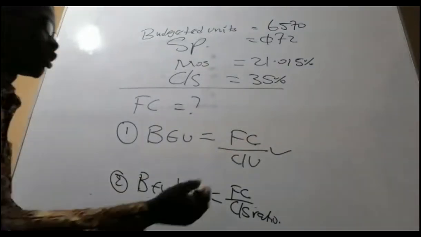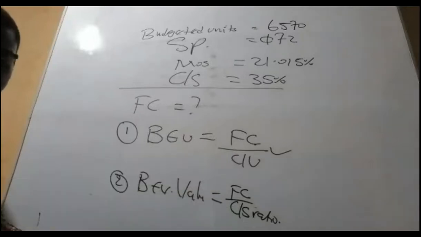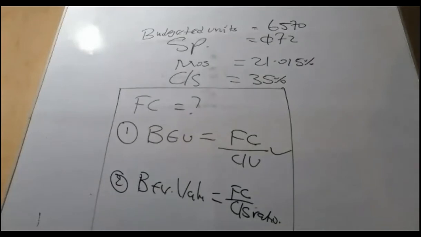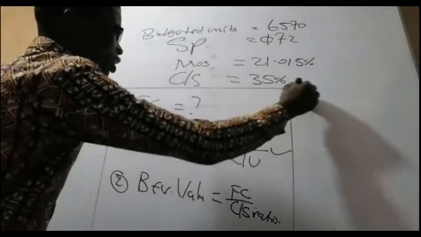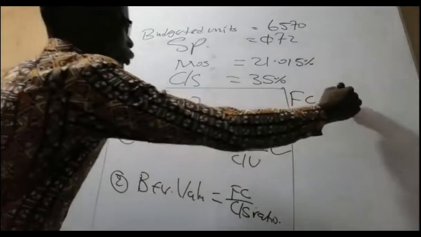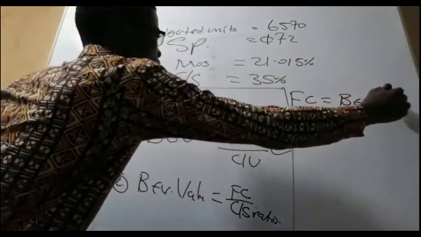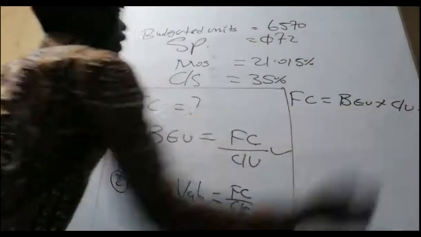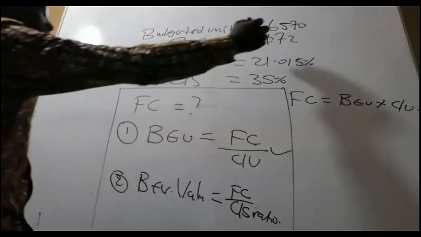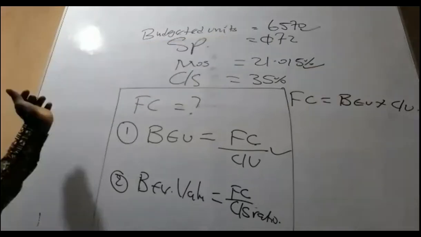So, according to the first method, fixed cost is equal to the break even unit times contribution per unit. That's all. Now let's find the break even unit. First, calculate the break even unit, because now we know the budget. They've given us the budgeted units and we know the margin of safety. The break even unit here, we can calculate, right?